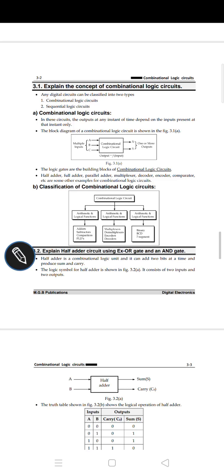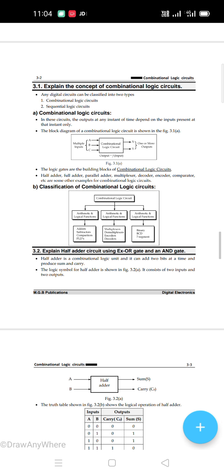Good morning, students. Today we are going to discuss the third chapter, that is combinational logic circuits in DE. Any digital circuit can be classified into two types: combinational logic circuits as well as sequential logic circuits. In combinational logic circuits, the output at any instant of time depends on the inputs.